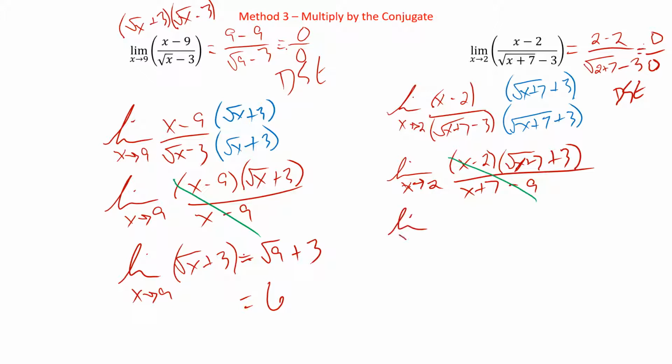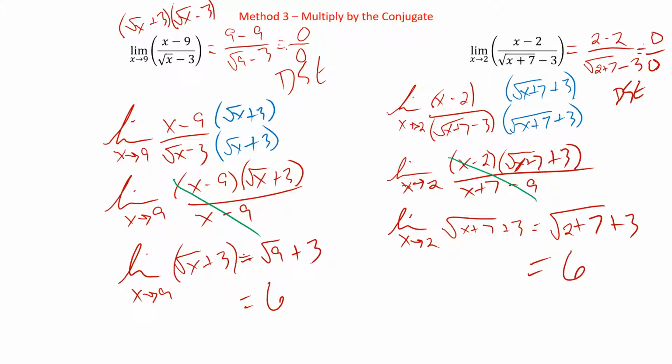So the limit as x goes to 2 of root x plus 7 plus 3 is going to be root 2 plus 7 plus 3. Root 2 plus 7 is 9. Square root of 9 is 3, plus 3 is again 6.